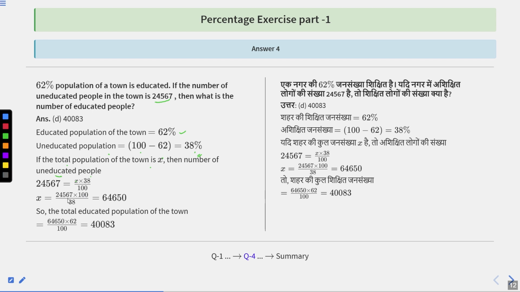So from here, the value of X is going to be 24,567 into 100 upon 38, that is 64,650. We have to find the number of educated people. So the educated population was 62% of the total population. The total population is 64,650. So 62% of the total, that is 64,650 into 62 over 100, is going to be 40,083. That means that 40,083 people are educated here. Option number D is the right answer.